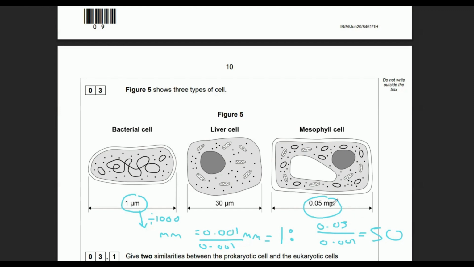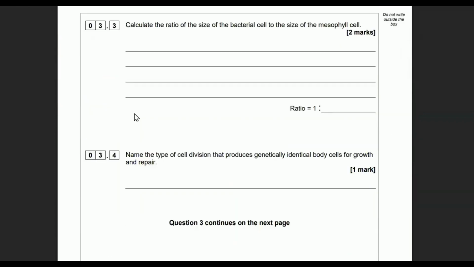I could have done this by converting both to micrometers. If I want to see what I do if I convert it to micrometers, I'm going to times that by 1,000, which gives me 50 micrometers. And then we know that the bacterial cell is 1 micrometer. So we get the same answer, 1 to 50. Okay, either of them is good, peeps. That'll get you all the marks. Okay, name the type of cell division that produces genetically identical body cells for growth and repair.